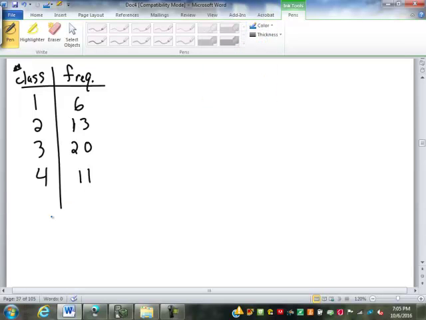One of the things we need to do is find our total. The value of n is going to be found by doing what? Adding up the frequencies, right? 6 plus 13 plus 20 plus 11 should give me 50 as n.